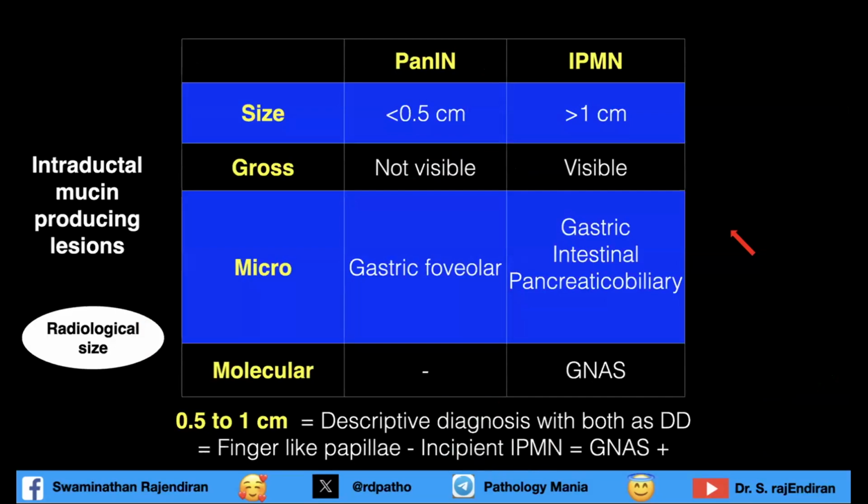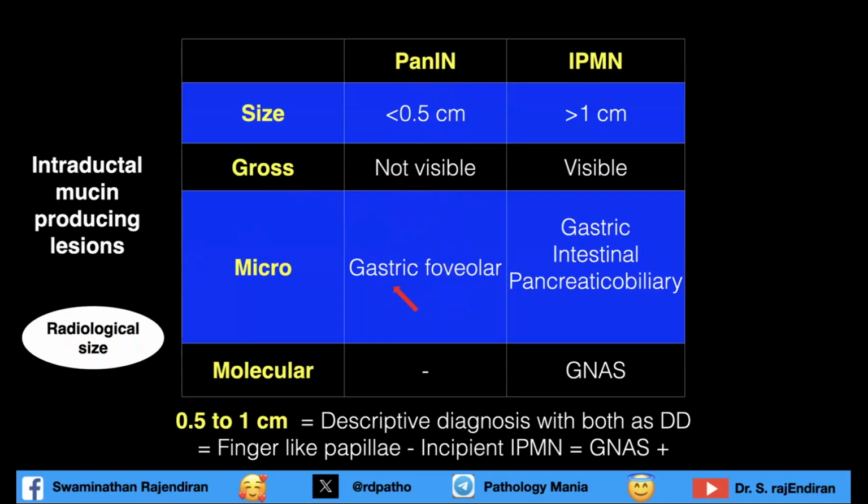So I told you PanIN is a non-palpable lesion and IPMN is a palpable lesion, and they have size criteria. For PanIN it is less than 0.5 centimeter, whereas IPMN is more than 1 centimeter. Nowadays they take the size from radiology, because by the time we get the pancreas and fix it, the size difference may be there from real to artifactual lesions. So they take the radiological size, and as I told you, PanIN is not visible.